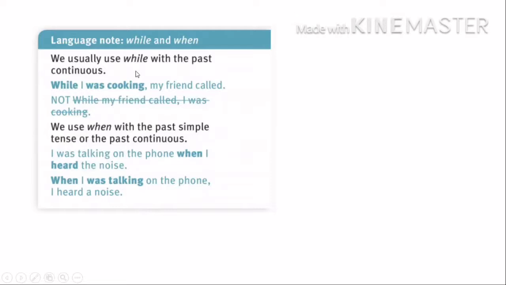While only with past continuous. And when I could use it with past simple or past continuous. I cannot say "while my friend called" because this is a simple past expression. I cannot use while because while is a connector that tells me that something is in progress. So remember, when something is in progress, it is past continuous.